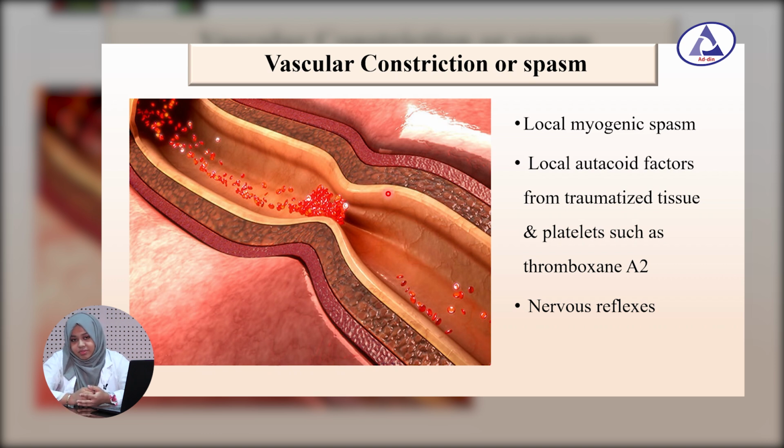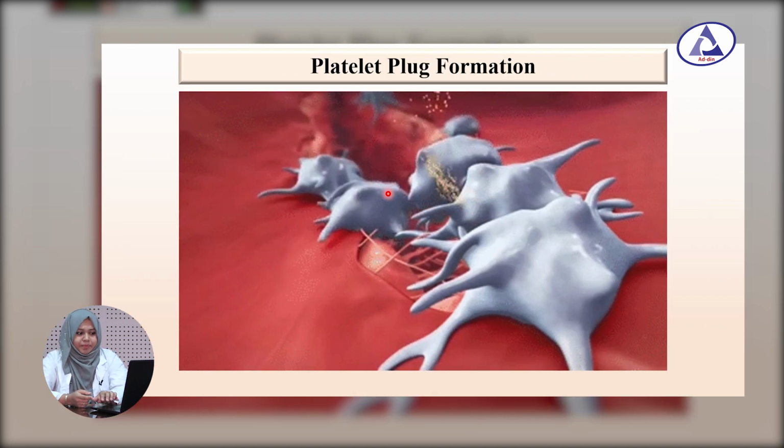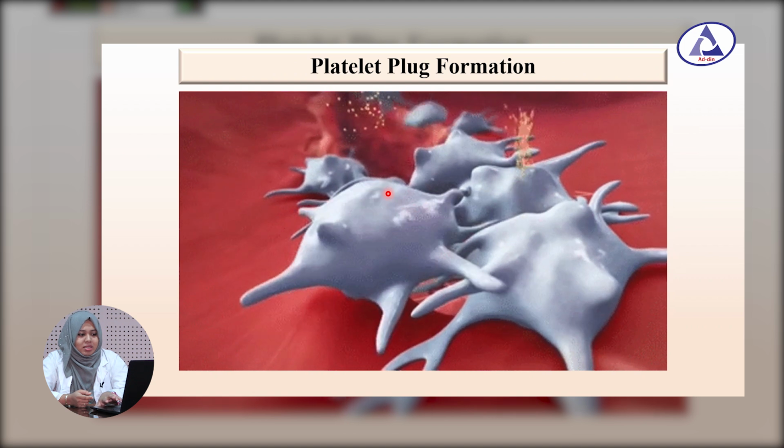This constriction of the vessel occurs first and foremost to stop the bleeding spontaneously, and this results from the local myogenic spasm, the local autocrine factors which are released from the traumatized tissue and platelets such as thromboxane A2, and it also occurs from the nervous reflexes. Now, in this slide, you can see the platelets.